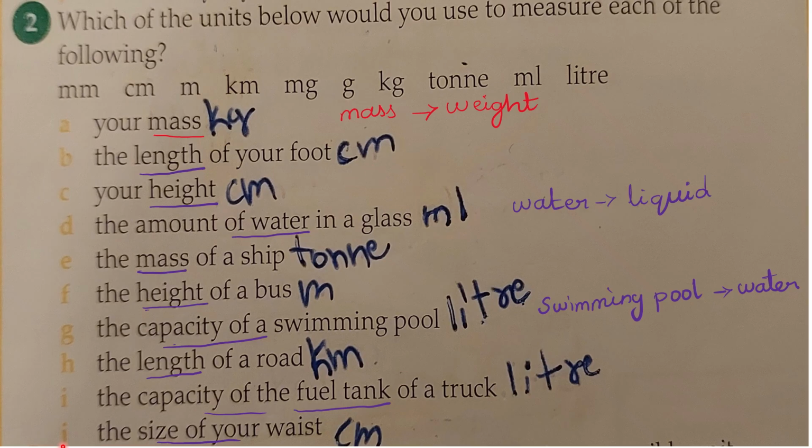Okay. I sum is the capacity of the fuel tank of a truck. So fuel tank of a truck. So very big truck. It has a very big fuel tank. So the capacity will come in liter. J sum is the size of your waist. Okay, so that will be in centimeter.